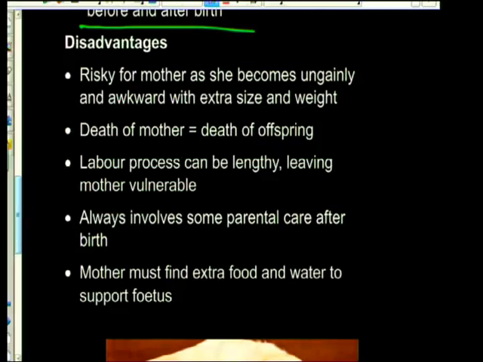Disadvantage: because there's labor, there will be a risk for the mother, because she becomes ungainly and awkward, carrying extra weight.